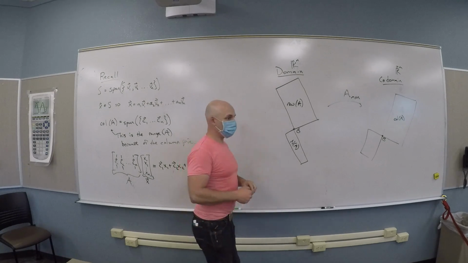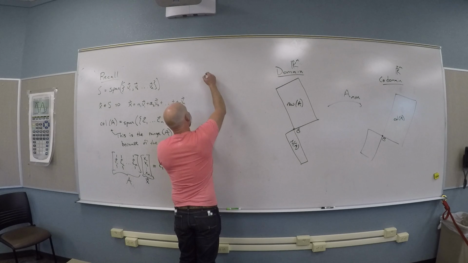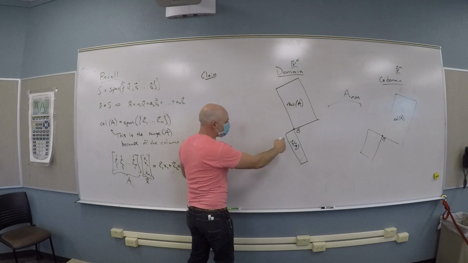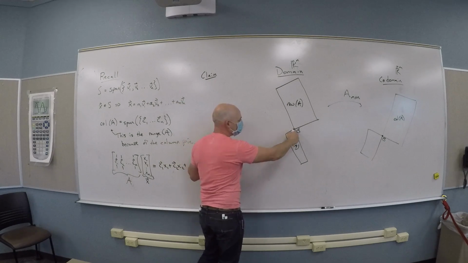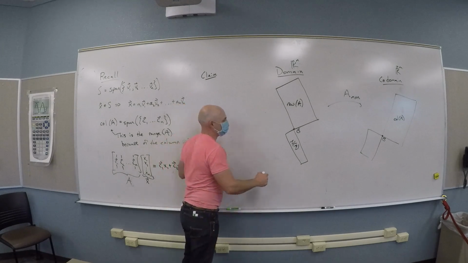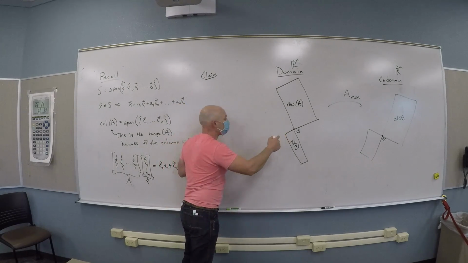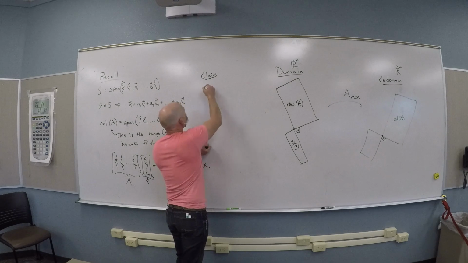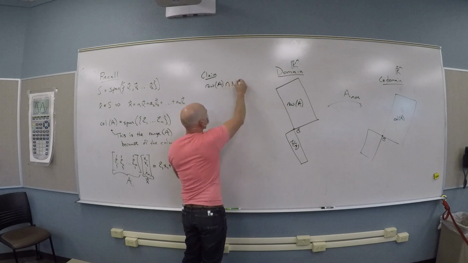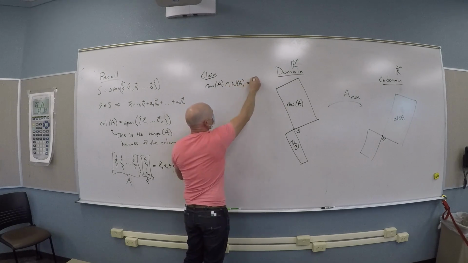Let's do an actual little proof here. I'm going to claim something wild. You ready for this? I'm going to claim that the only thing in common between the null space and the row space is the zero vector. The row space and the null space? Yes. So my claim is, if I take the row space of A, which I haven't quite defined yet, and intersect that with the null space of A, I only get the zero vector.